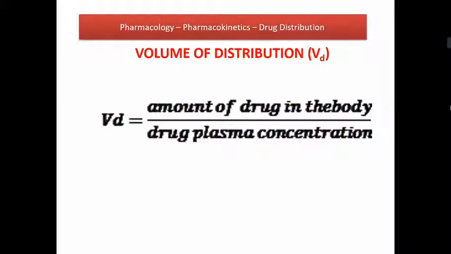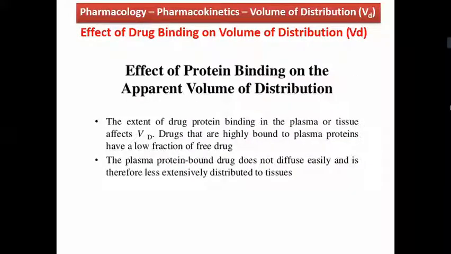From that equation, you can now derive the so-called volume of distribution. This simply means the amount of drug in the body over the measured plasma concentration. Right? You draw blood to measure the effective drug concentration.